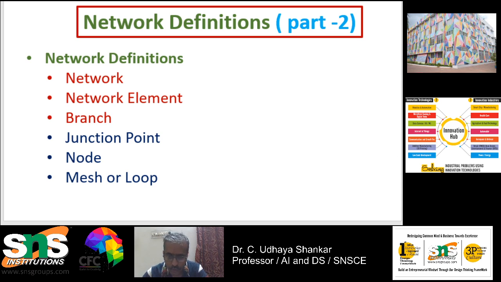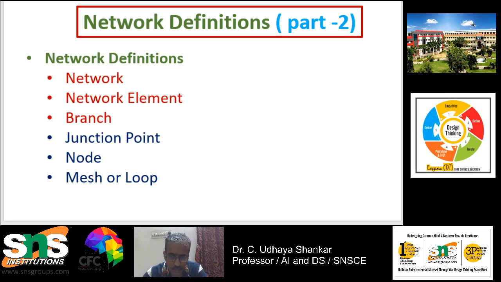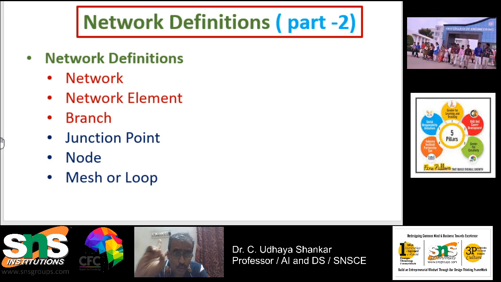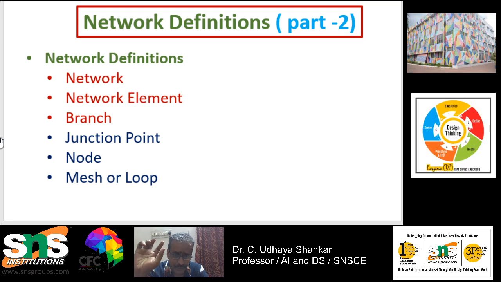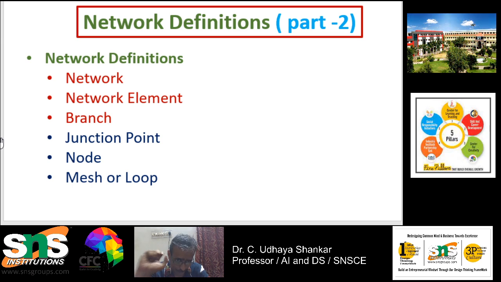Now we will move on to the definition of a node. What is a node actually? A node is a point at which two or more elements are joined together. If it is three or more elements, then it is called a junction point. If two or more elements, then it is called a node. So a junction point is also a node, but a junction point has three branches meeting at a point, whereas a node is two elements joined together at a particular point.